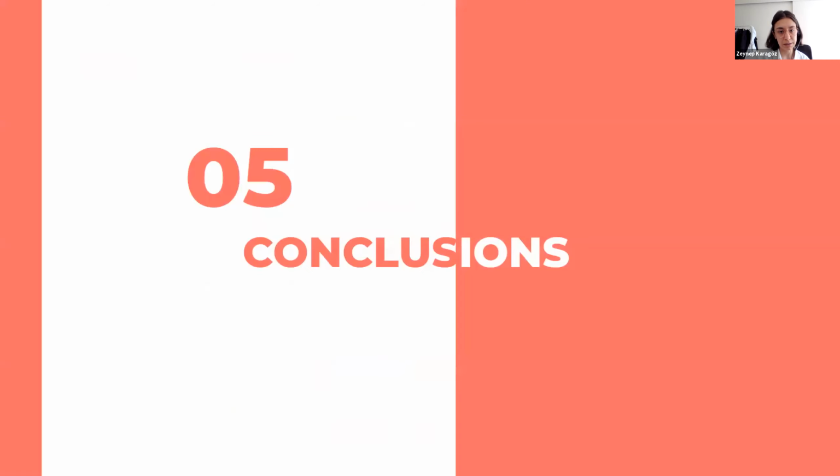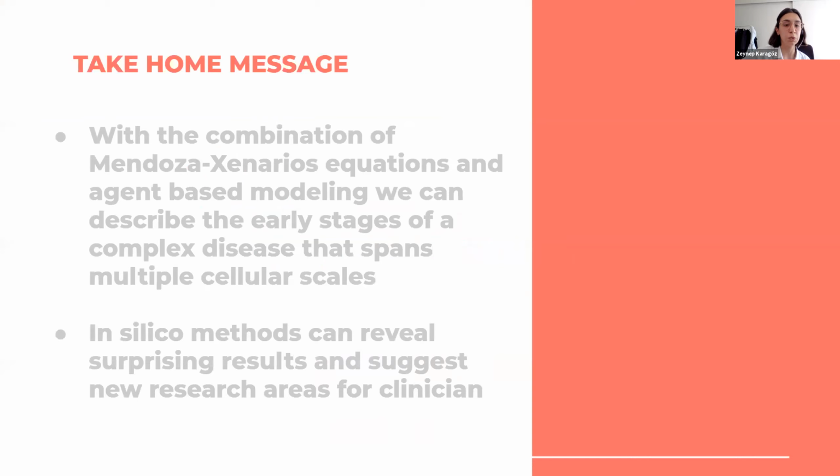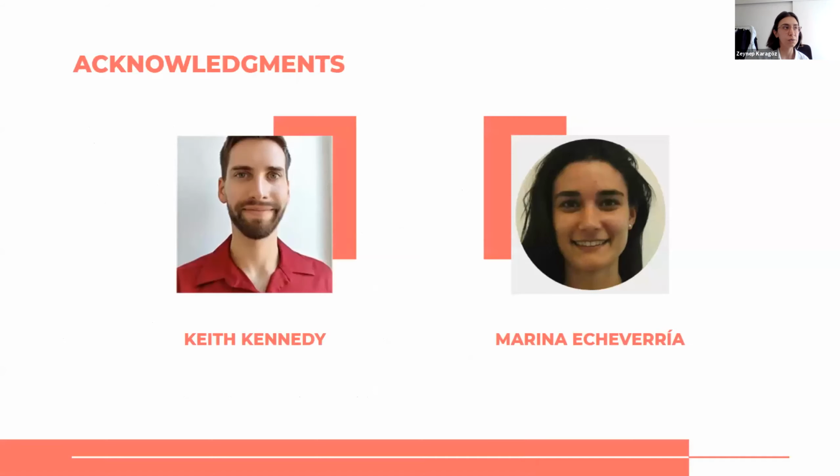So this was actually a really nice conclusion, or implication, from having an in silico model for this, because we came to the conclusion that with an in silico model like this, we could actually suggest something for clinicians to look further into, such as HDL being protective. And another take-home message we had was that with the combination of Mendoza-Xenarios equations and agent-based modeling, we could describe the early stages of a complex disease that spans multiple scales in terms of time and also size. So this was a nice exercise for us.